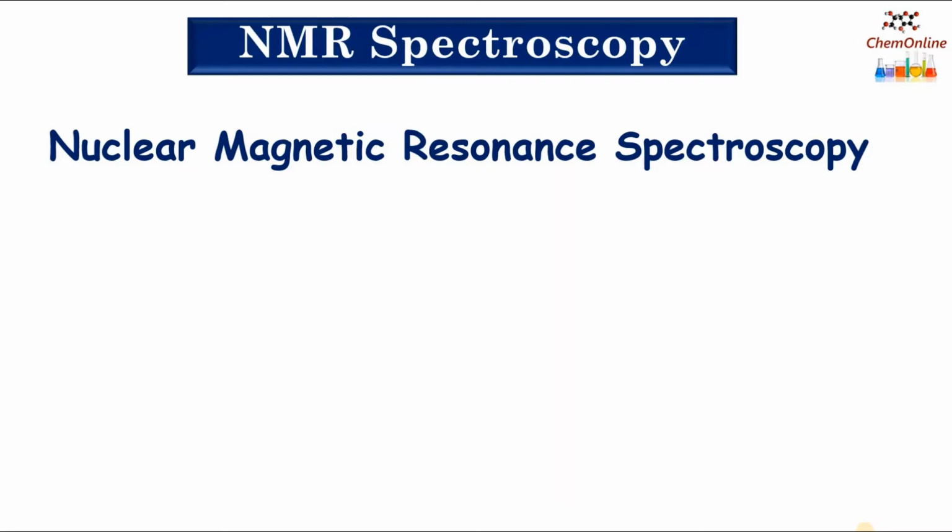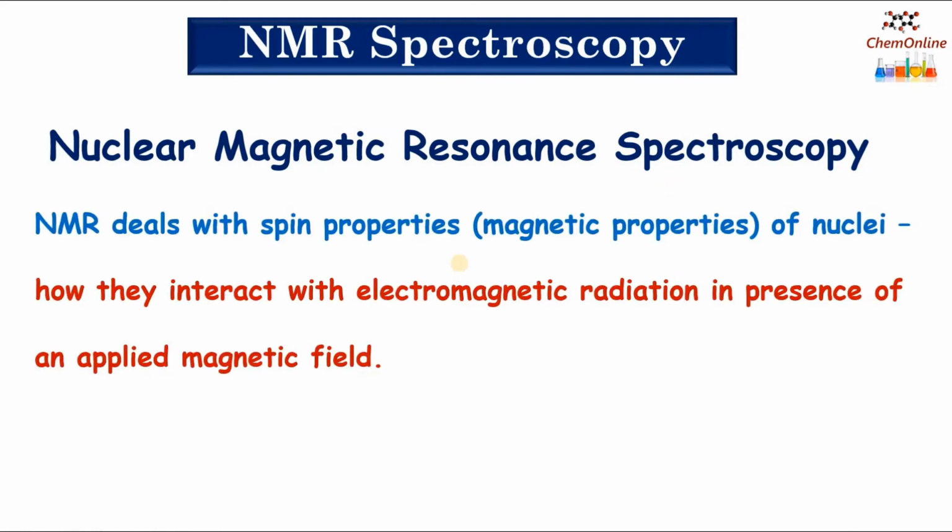So, what is NMR? It is also known as Nuclear Magnetic Resonance Spectroscopy. As the name implies, NMR deals with the magnetic properties or the spin properties of nuclei and how they interact with electromagnetic radiation in the presence of an applied magnetic field.